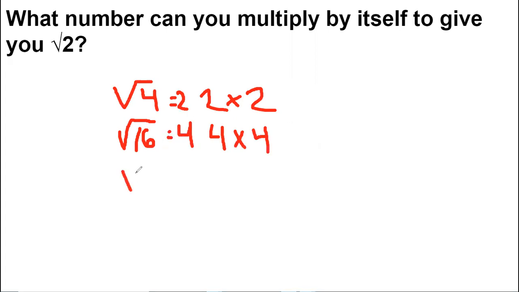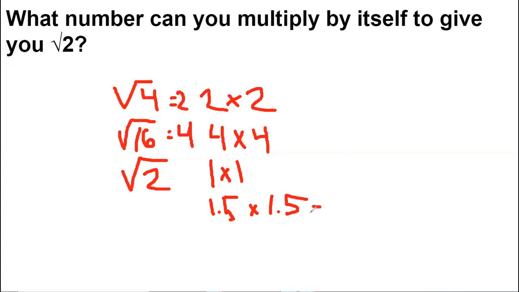But let's look at square root of 2. Is there a number you can multiply by itself to give you 2? Well, 1 times 1 is going to be 1, right? That's not going to give you 2. And we already said 2 times 2 is going to give you 4. What about 1.5 times 1.5? Remember, you can square decimals. What is 1.5 times 1.5? Anybody know? 2.25. Well, that's a little bit over, right? That's not 2.